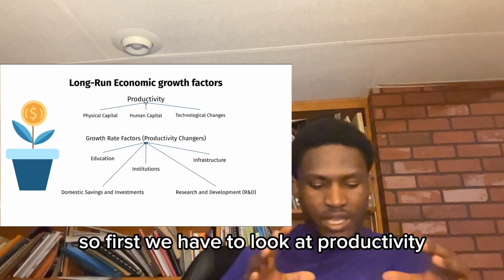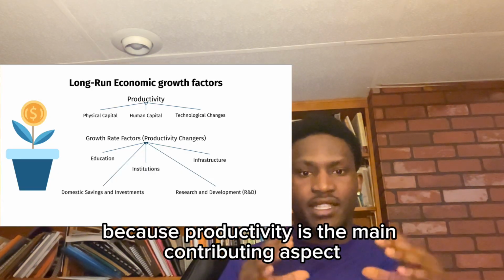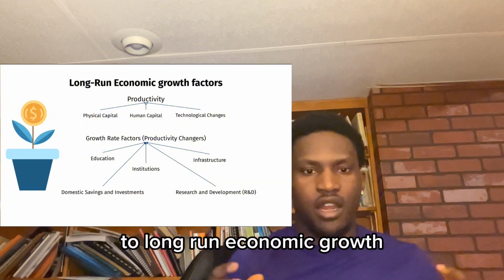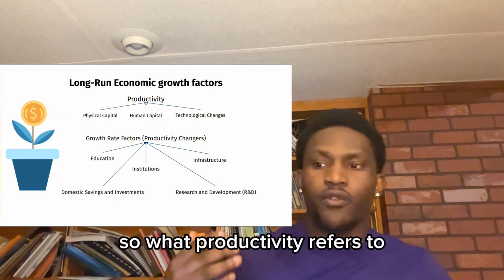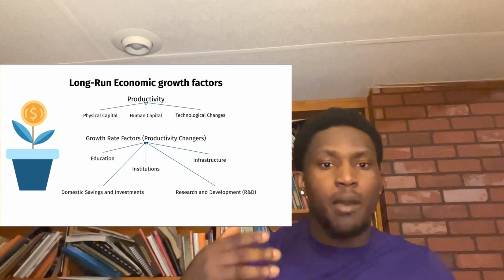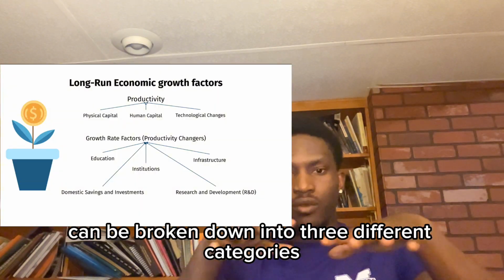So first, we have to look at productivity, because productivity is the main contributing aspect to long-run economic growth. Productivity refers to the amount of goods and services produced per worker by 1 hour of work. Productivity can be broken down into three different categories.